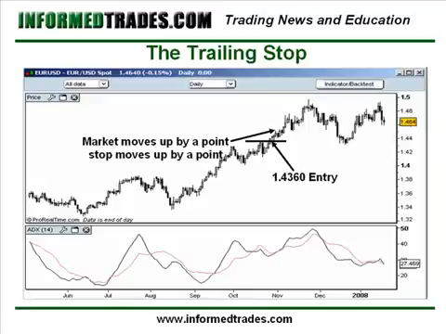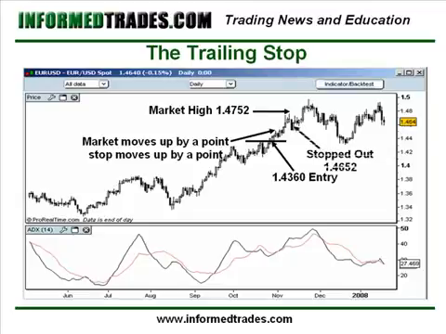So with this in mind, once the market topped out here at 1.4752, it did pull back 100 points, so that stop, which would have been at 146.52 when the market hit that high of 147.52, would not have moved backwards as the market pulled back down, and we would have, in this example, been stopped out of this trade at 146.52.